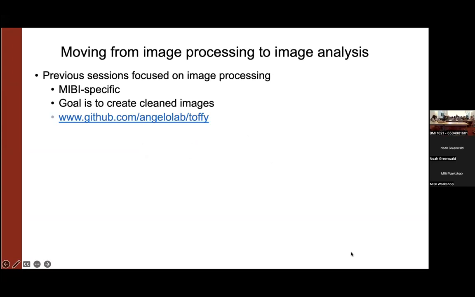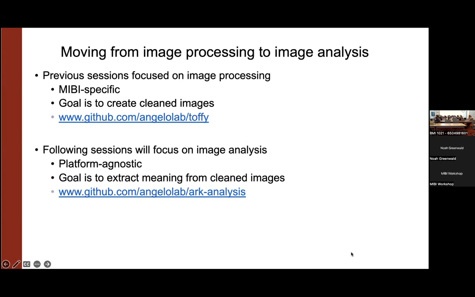Okay, so the previous session was all on the image processing part of the pipeline. This, as we mentioned, was MIBI specific, and the goal is to take the direct outputs of the MIBI microscope and convert it into something that is cleaned up, processed, and ready to be analyzed. Every part of this step is contained within the toffee repo that we talked about, because it's all MIBI specific and deals with a lot of the low-level intrinsic features from the data.